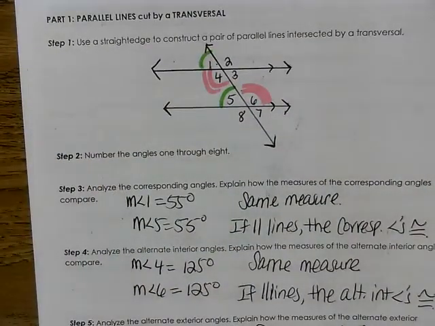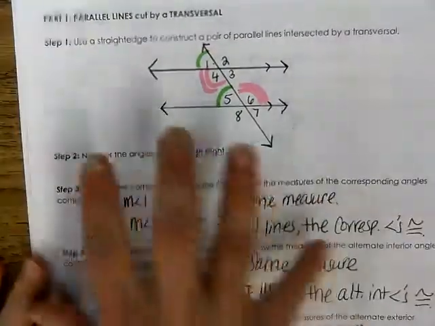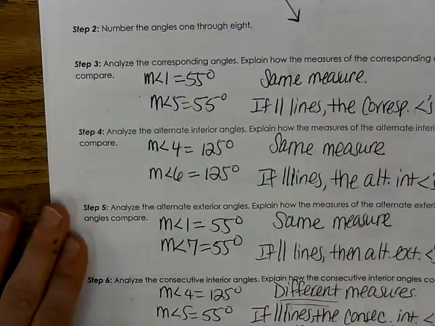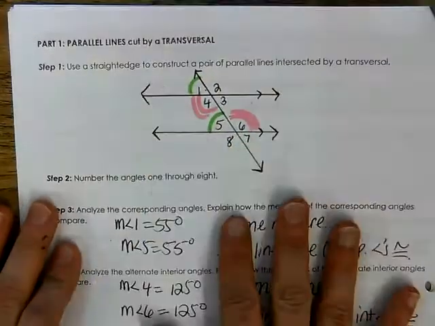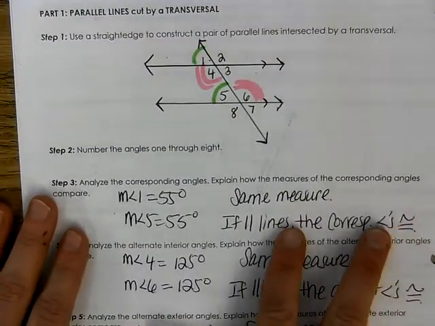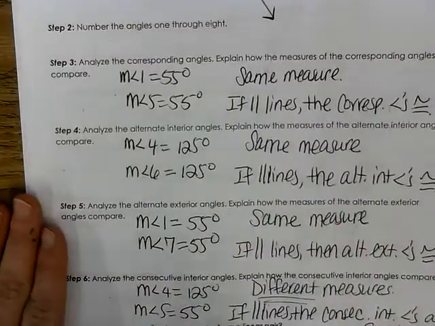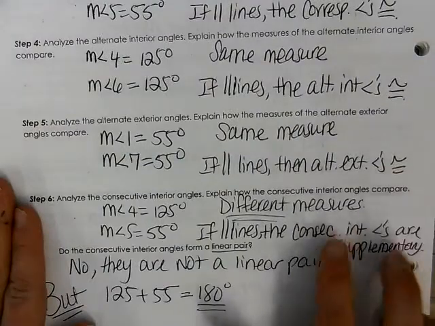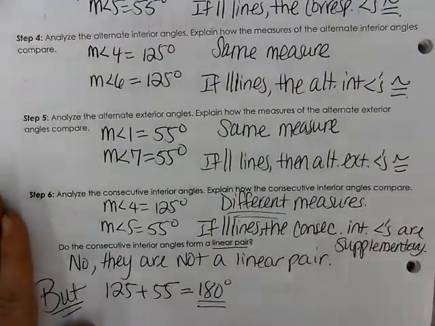And so that is the end of today's lesson. The whole point of this lesson was just to show that if you don't have parallel lines, then you cannot make an assumption about the relationships between these angle pairs. But if you do have parallel lines, then we can say corresponding angles are congruent, alternate interior angles are congruent, alternate exterior angles are congruent, and consecutive interior angles are supplementary. And that is the end of today's lesson.